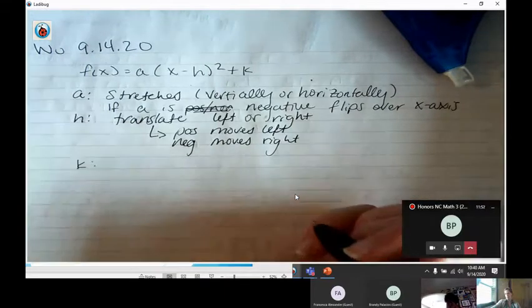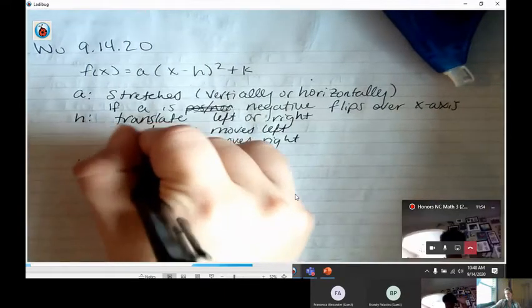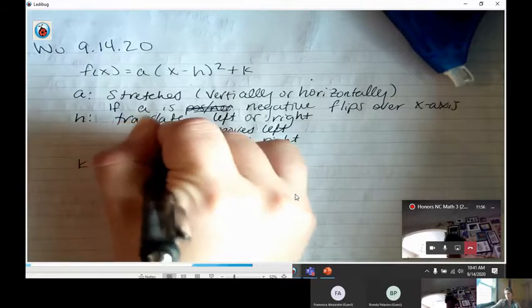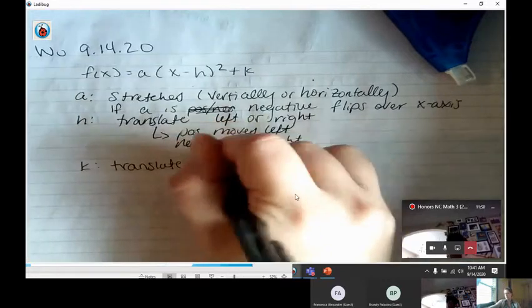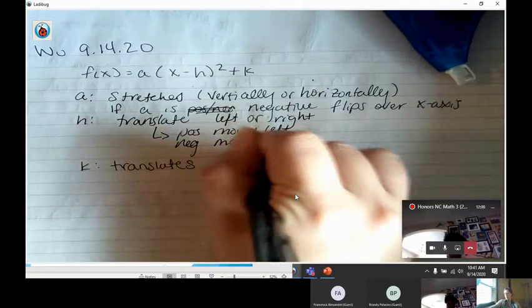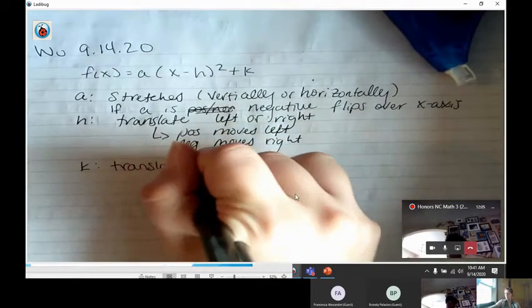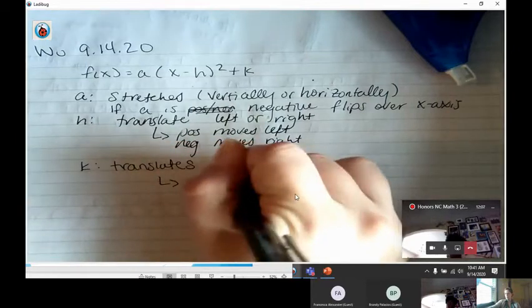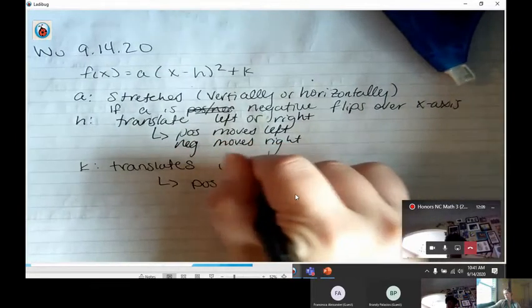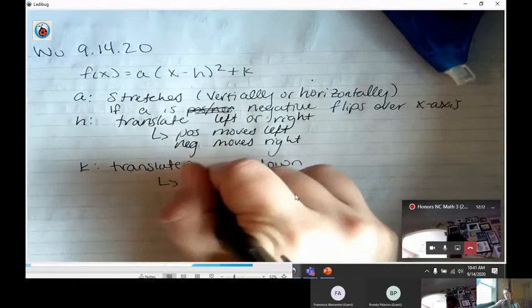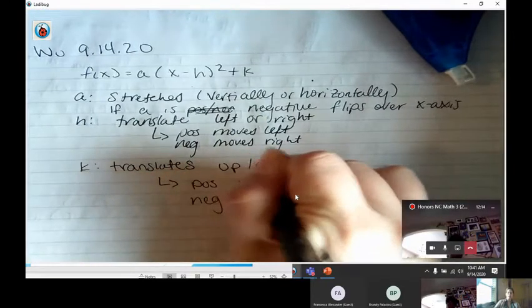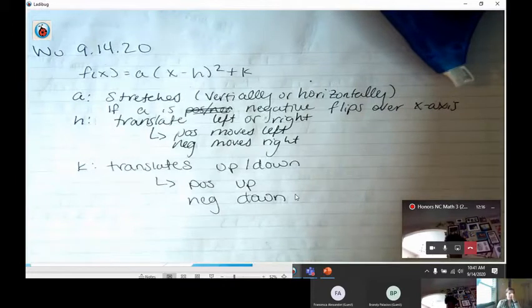K moves up and down. So this translates up or down. And if it's positive, what does it do? It goes up, right? Yep, positive goes up and negative goes down. So H does the opposite of what you would think it would do, and K does the same thing that you would think it would do.